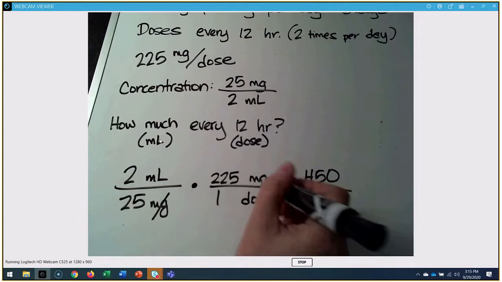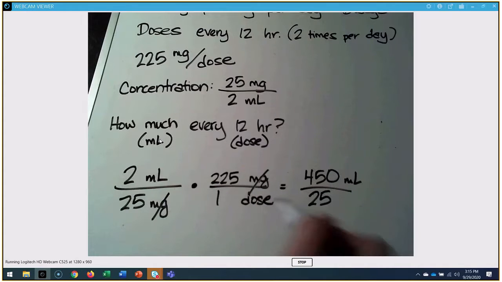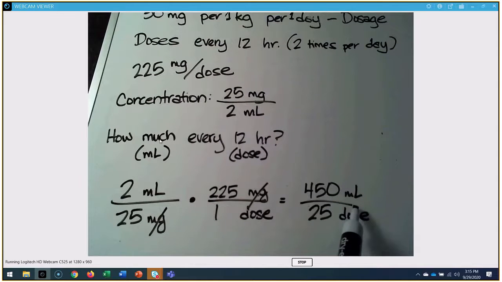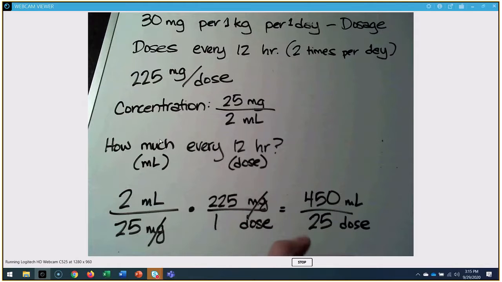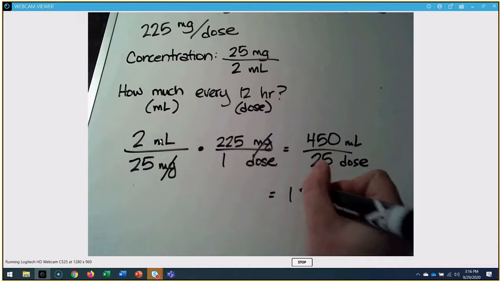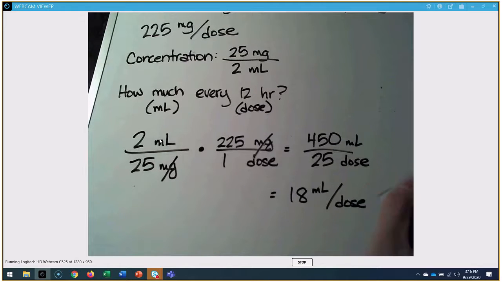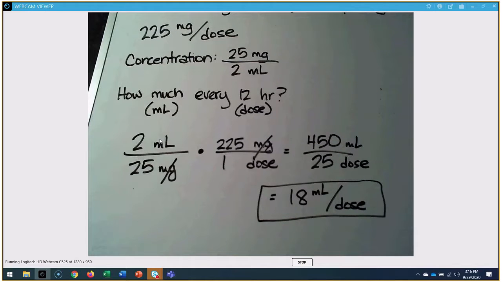My milligrams just canceled. My milliliters are left in the top. My dose is left in the bottom. And we have it in the right form, milliliter per dose. Milliliter per dose is what the question wanted. So all I have to do here to finish this is just divide it. 450 divided by 25 is 18 milliliters per dose. So that's what you would measure out and then give to the child.